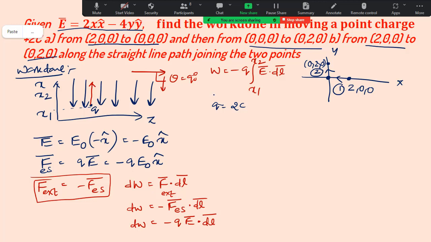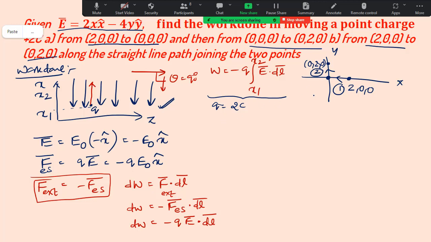Okay, so if you observe this particular work equation, we need to do the dot product between E bar and dL bar. E bar is given; dL bar depends upon the path, so it will change. So your job is to get dL bar properly. After getting dL bar, perform the dot product, then perform this integral. The integral limits, x1 to x2, depend upon the situation, so you have to be careful with that. Then we multiply with minus q, and we can get the work done.